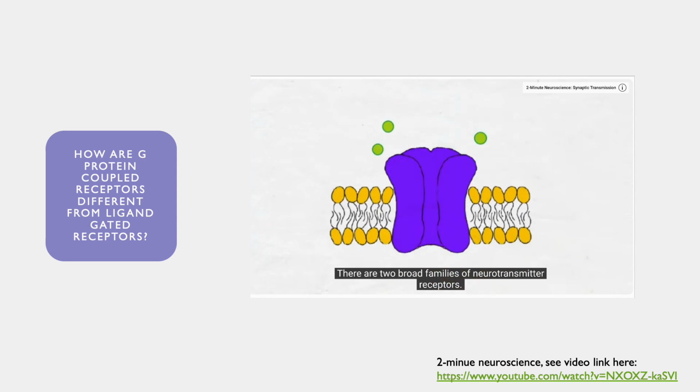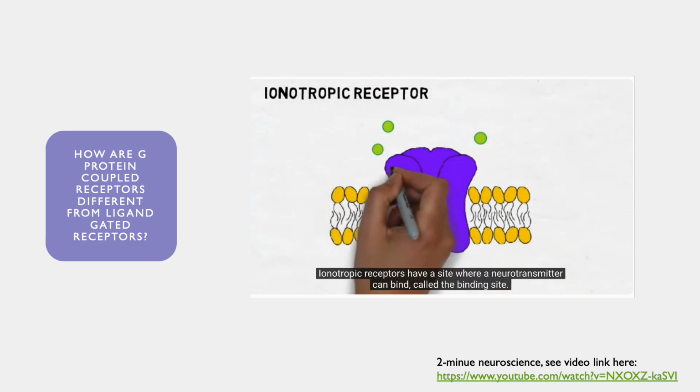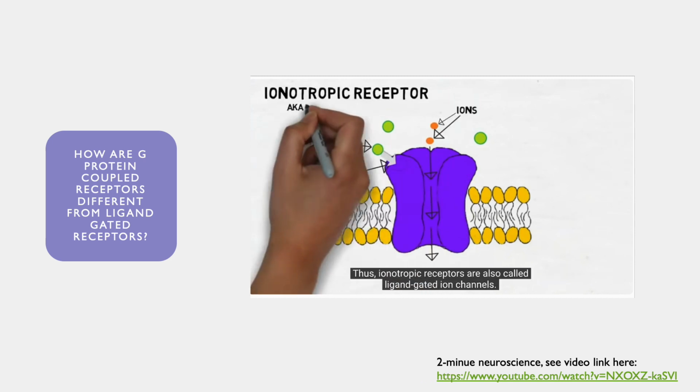So, how are G protein coupled receptors different from ligand gated receptors? I'm going to use this video from 2 Minute Neuroscience, which you can utilize this link to look at the video yourself, in order to show you how G protein coupled receptors work.